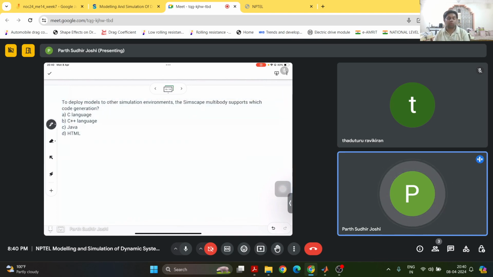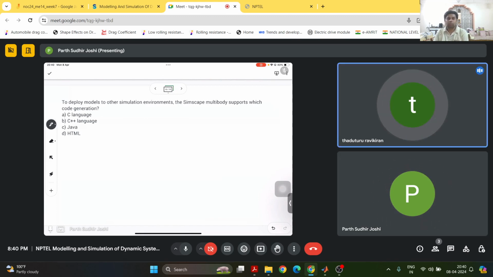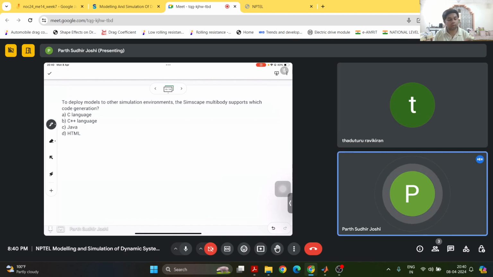To deploy models to other simulation environments, Simscape Multibody supports which code generation? So are you aware? C. Yes, it is C language. So we can generate C code from the Simscape model.